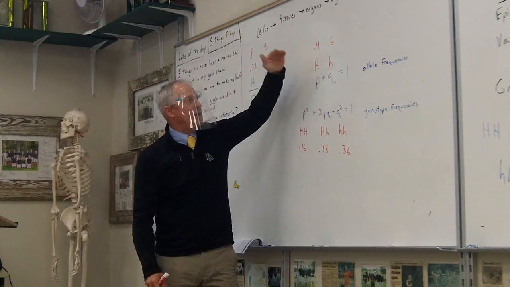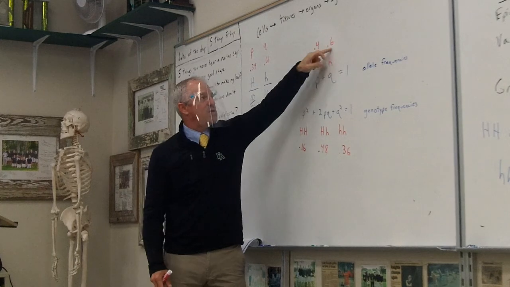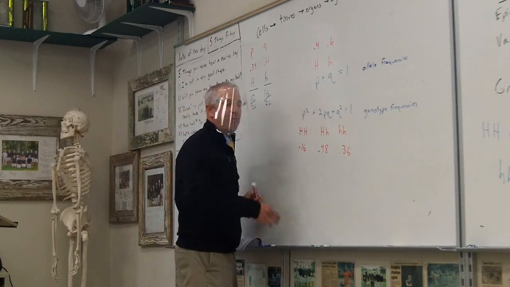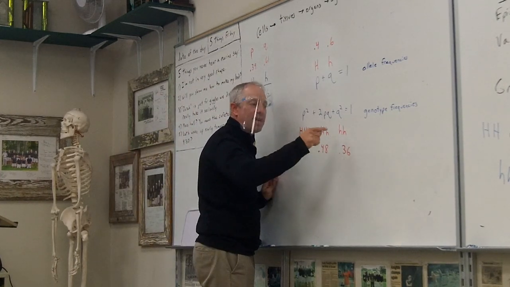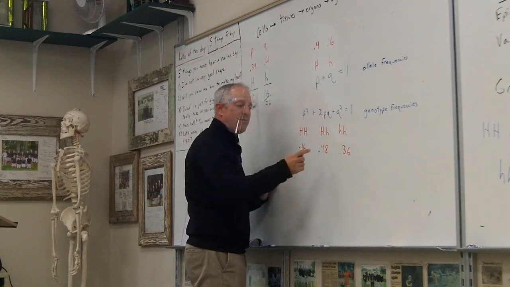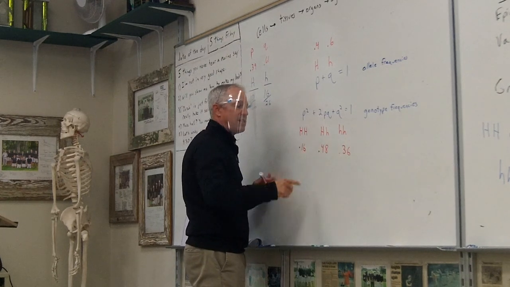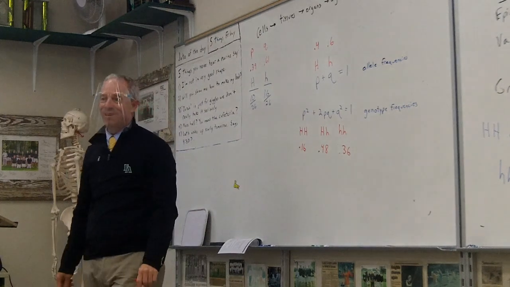If a sample population was 40% dominant, 60% recessive, then probably we'll have about 36% of the population little h, little h, 48% of the population big H, little h, and 16% of the population big H, big H.